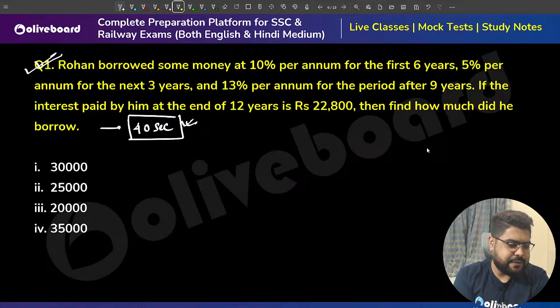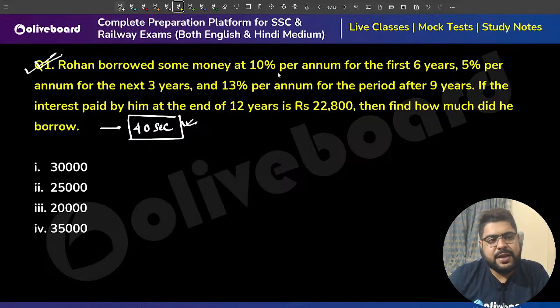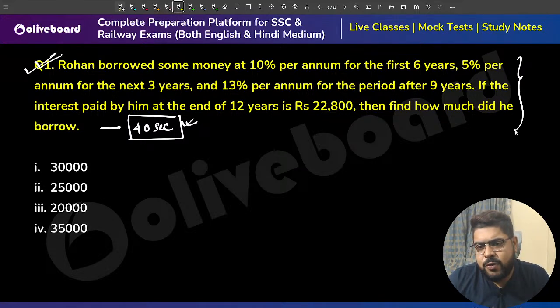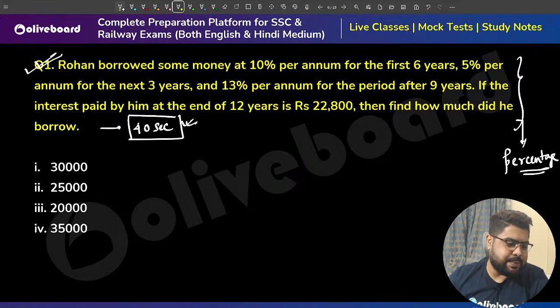Chalo. First question. This is question number 1. So again, we will be taking the simple percentage approach for this type of question. This is a type which gets asked very often. It's a very important type.